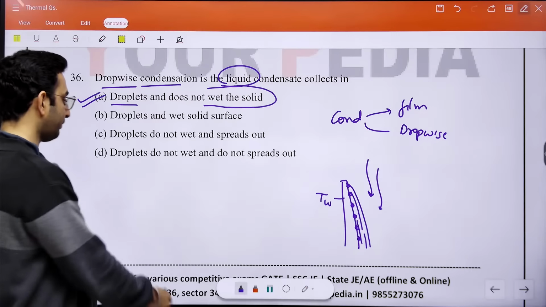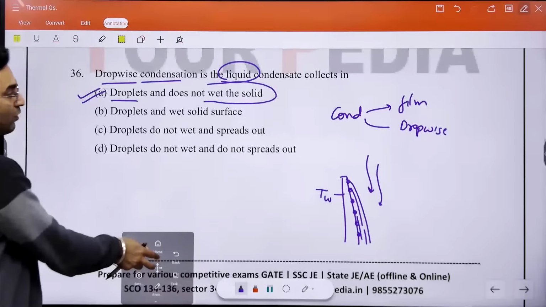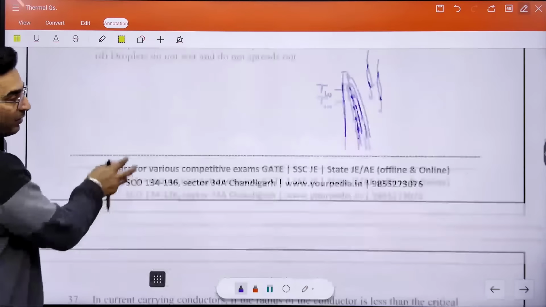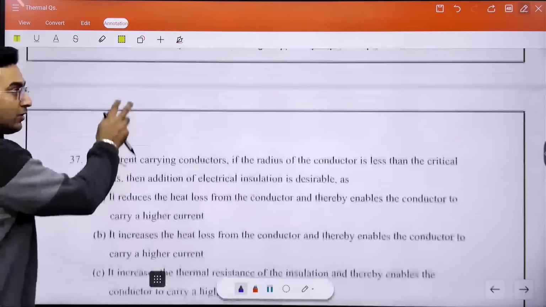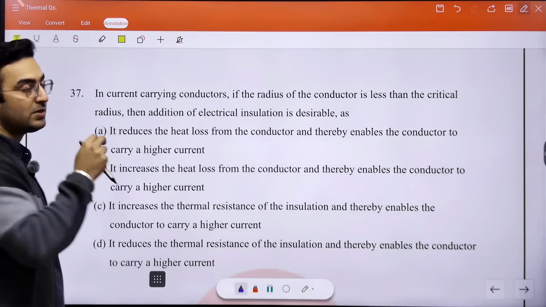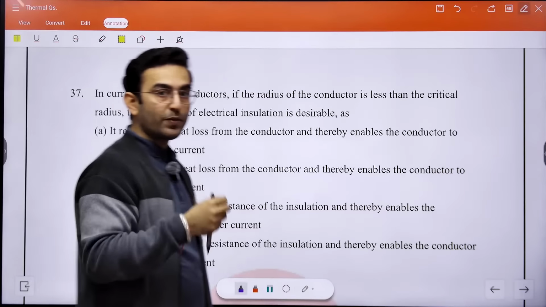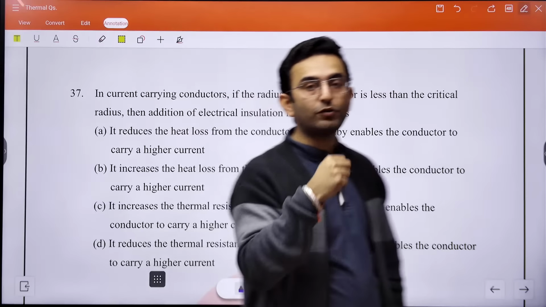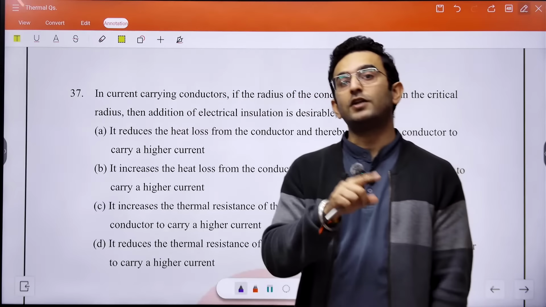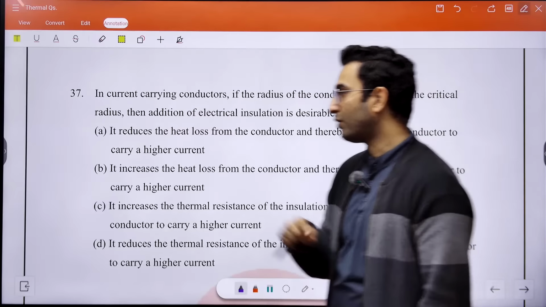Next part. They are not going to wet the solid surface. Remember that. After a prolonged time here, what happens? A large number of droplets get formed and it will convert into film-wise condensation here. Then it is going to wet the surface here. Okay, not in the previous case.